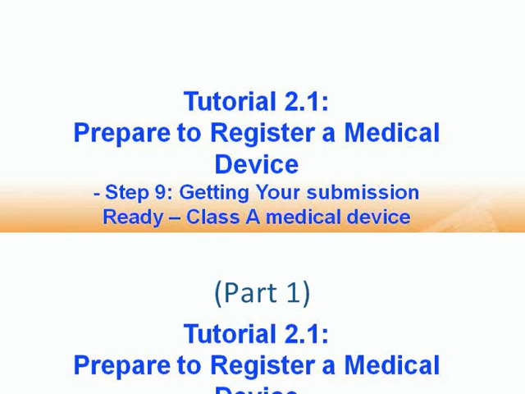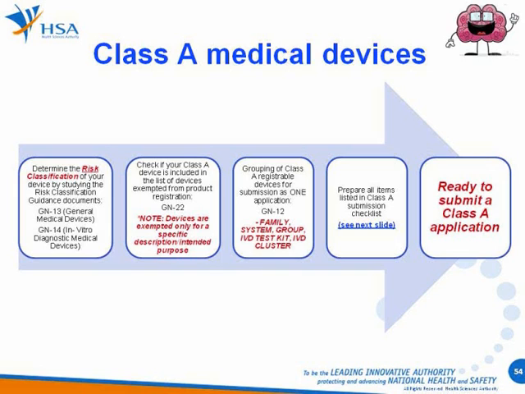For information on how to risk classify your product, please refer to Tutorial 2.1, Step 7, Risk Classify the products. Please perform the following checks before proceeding to apply for Class A product registration. First, verify the risk class of the device by reviewing the risk classification rules as detailed in our Risk Classification Guidance Documents GN13 for general medical devices and GN14 for IVD medical devices.